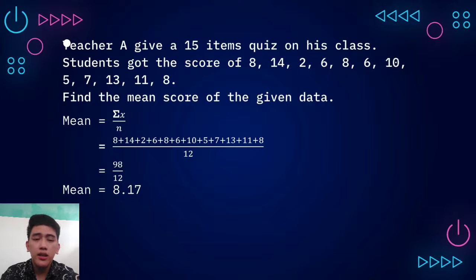Then, i-divide natin kung ilan ang total number ng given values, at ito ay 12. Next, proceed. 98 divided by 12 is equal to 8.17. Therefore, our mean is equal to 8.17. Do you understand? Okay, let's have another example.